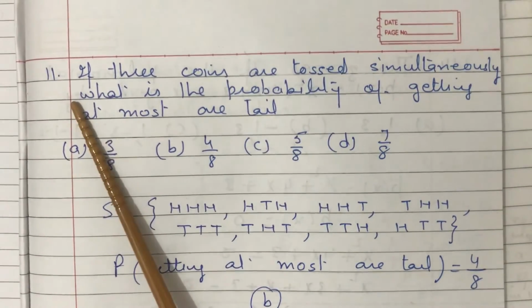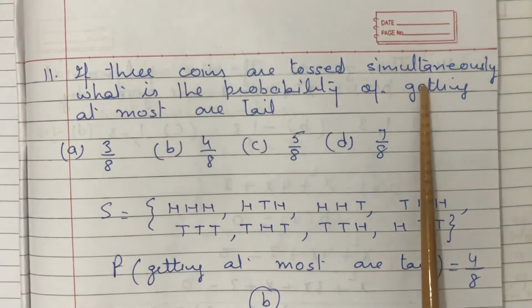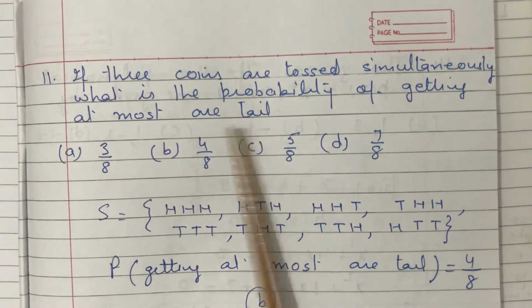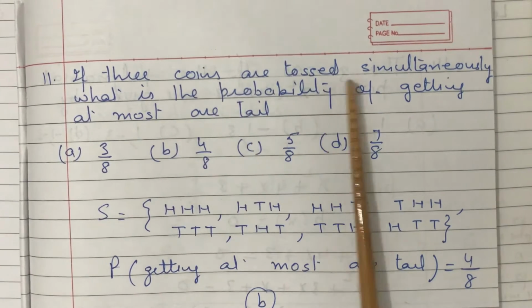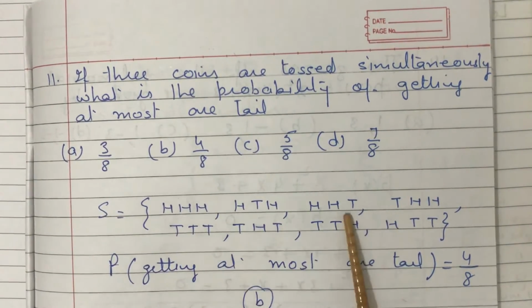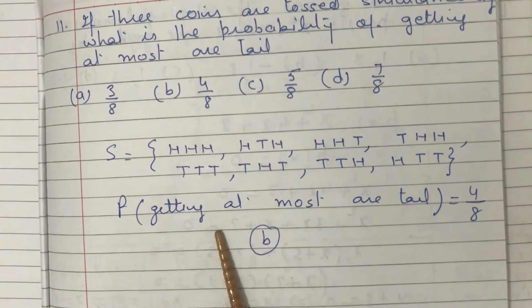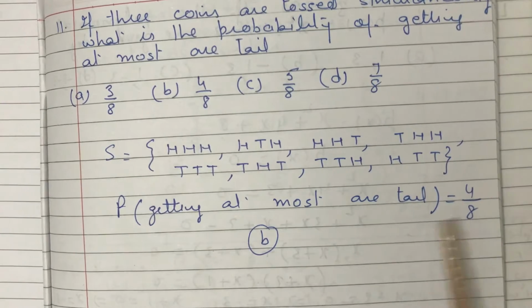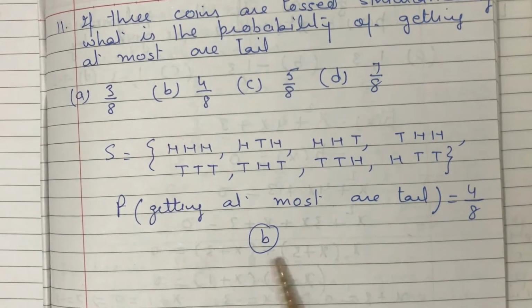Now it's the 11th question. If 3 coins are tossed simultaneously, what is the probability of getting at most one tail? Now 3 coins are tossed simultaneously, it means there are 8 elements in the sample space. So probability of getting at most one tail will be 4 by 8. That is, B is the option.